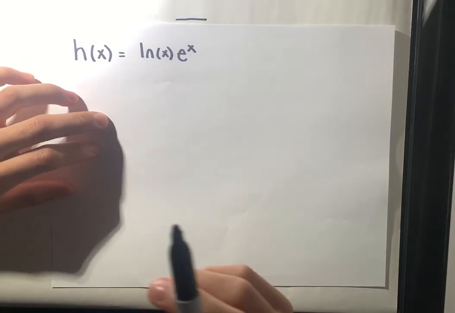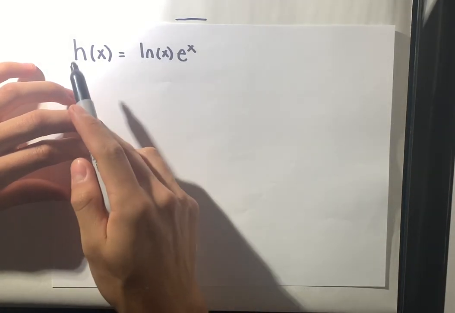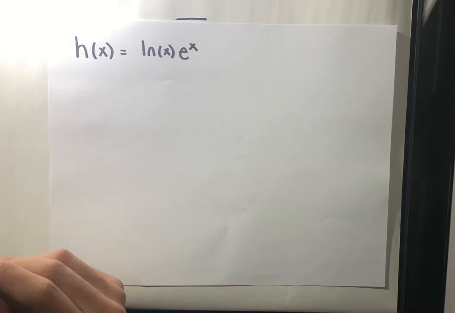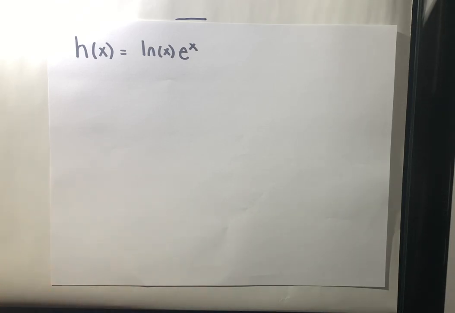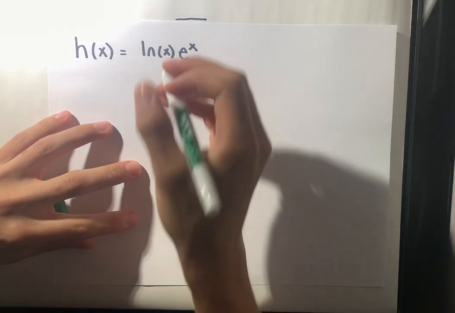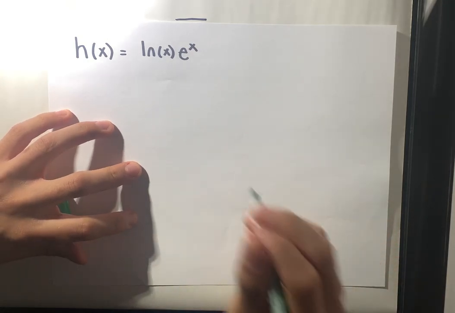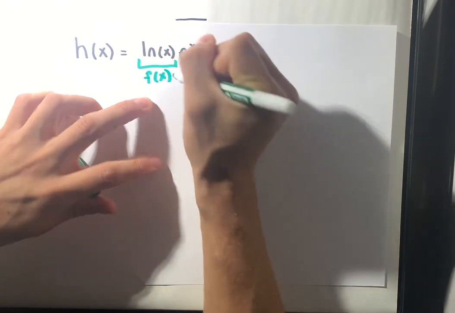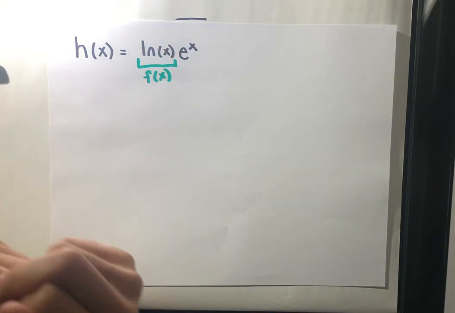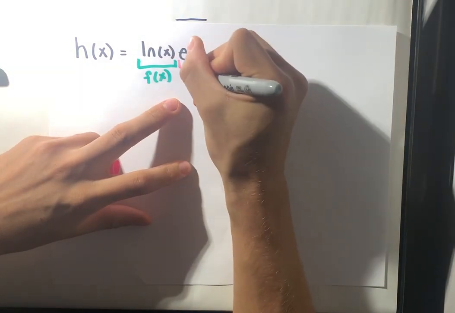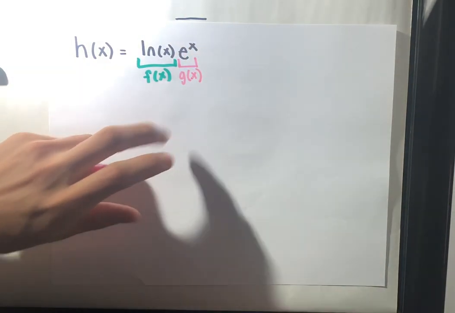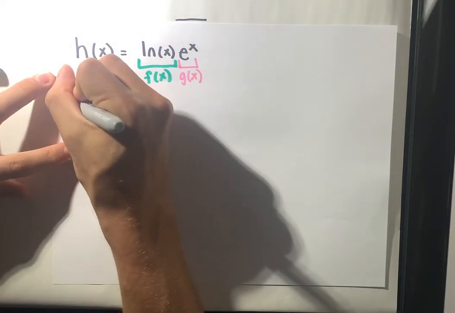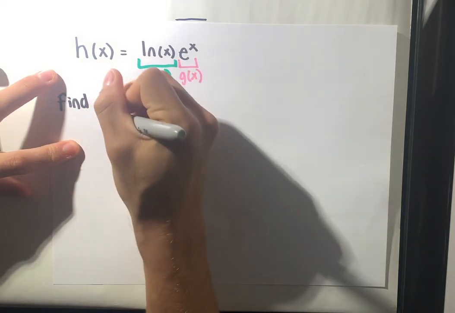Our last example is h at x is equal to ln x multiplied by e to the x. So let's go ahead and identify what are the two functions multiplying each other. This time we don't have parentheses, so it's not that obvious. The first function is ln x, f at x. The second function is e to the x, or let's call it g at x. So I want to find the derivative of this function h at x.